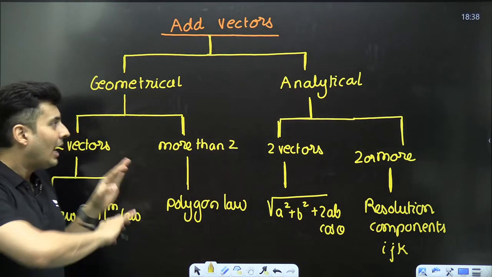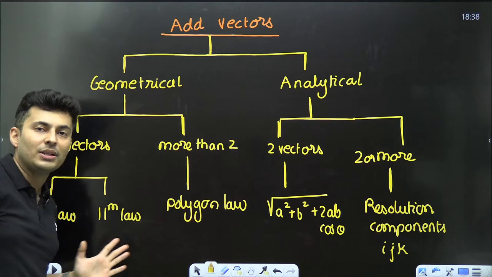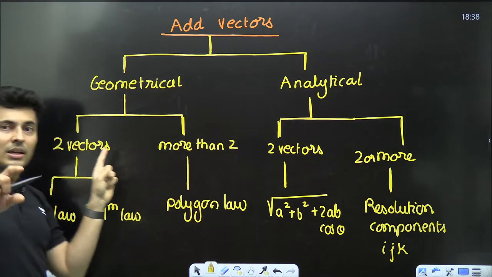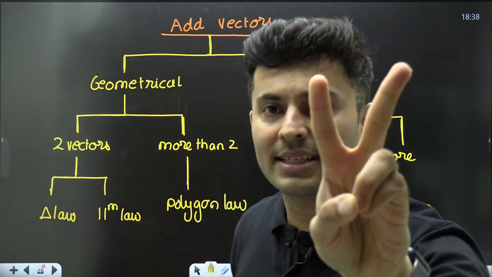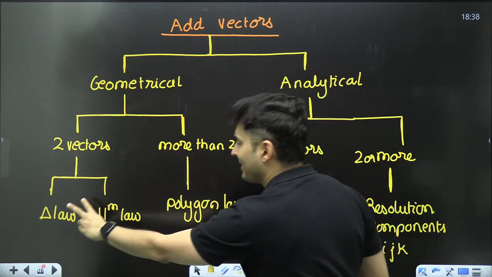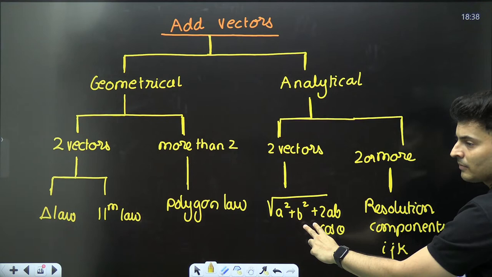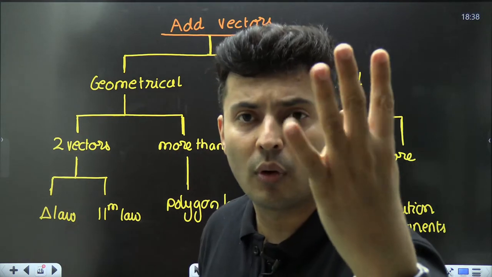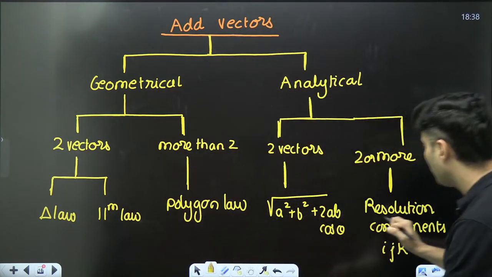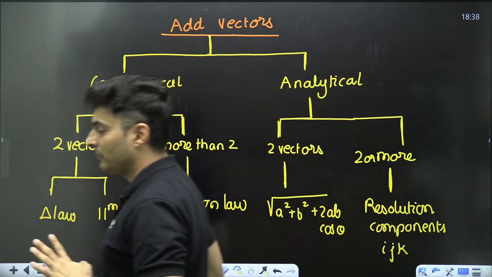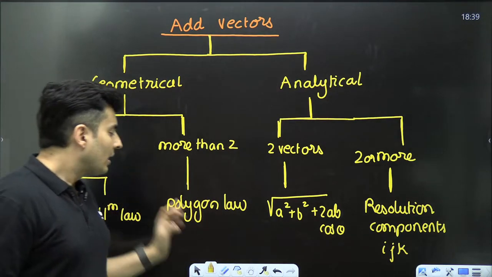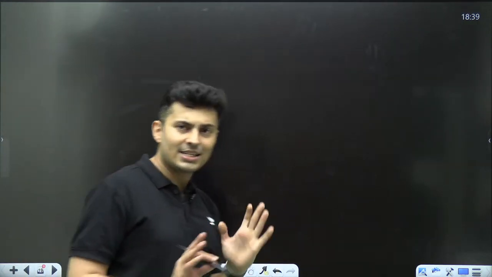Is that clear? I am pretty sure none of the teachers would have given you this mind map before this. So this mind map is very, very important. If I have to add two vectors, which are the only possible ways, guys? Triangle law, parallelogram law. Correct? Generally, you will use these methods. If there are more than two vectors, 3, 4, 5, 6, 7, then you will use either the polygon method or the resolution method. I will teach you all of them. You will see the answer will be the same. It doesn't really matter. So let's start, guys, one by one.